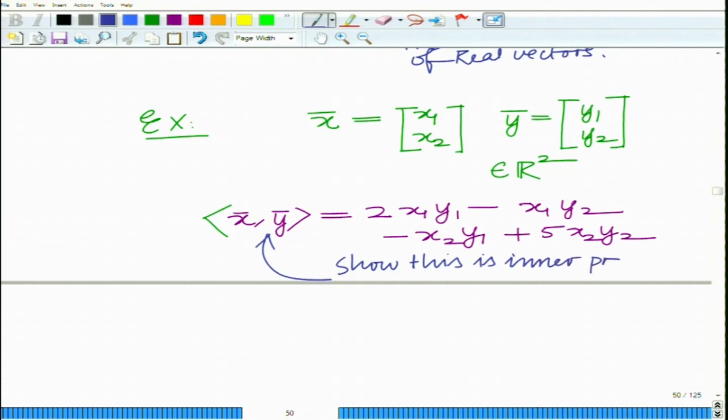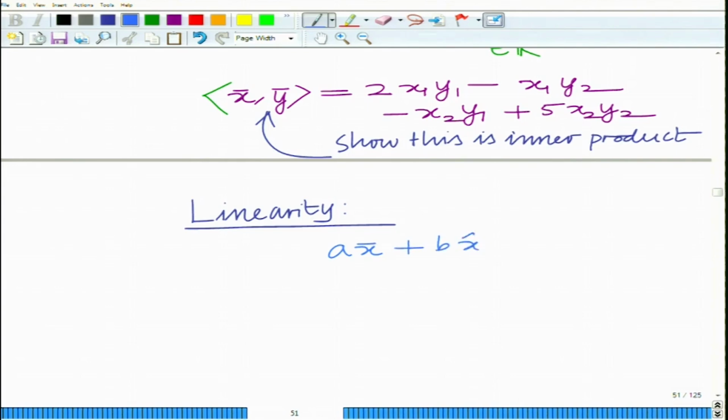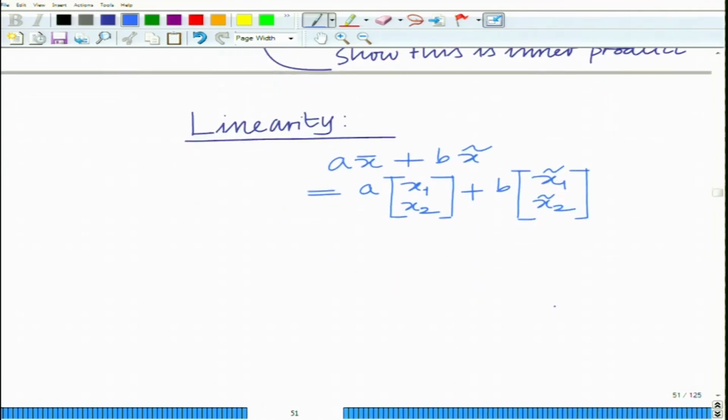This assignment is a valid inner product, and this can be shown as follows. As usual, we start with the linearity property. Now, let us consider a vector that is A x bar plus B x tilde, that is, A times x1, x2, the 2-dimensional vector, plus B times x1 tilde, x2 tilde. Alright. So, we are taking a linear combination of the two vectors x bar and x tilde.